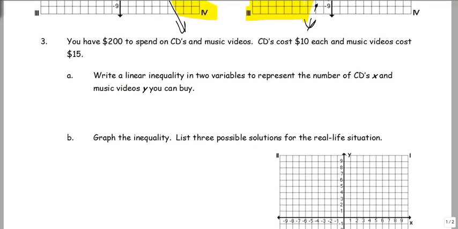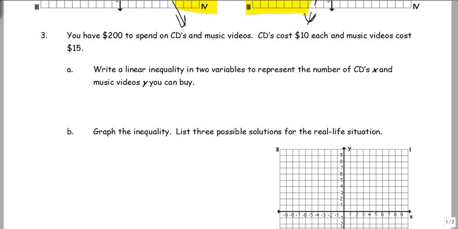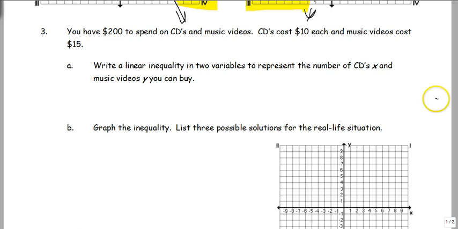Now, let's come up. This problem is very important because this will lead into what I was talking about before with linear programming. You have to come up with an equation or given an equation, and you get a bunch of things you have to graph then. So you have $200 to spend on CDs and music videos. CDs cost $10 each, music videos cost $15. Write a linear inequality in two variables to represent the number of CDs X and music videos Y you can buy. So what we're doing here is we're coming up with a standard form inequality. And it didn't say I have to spend all of my $200, so that's why it's an inequality.